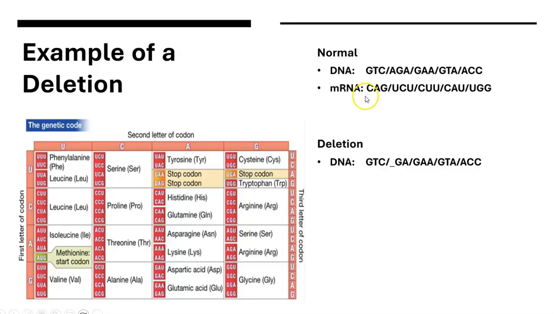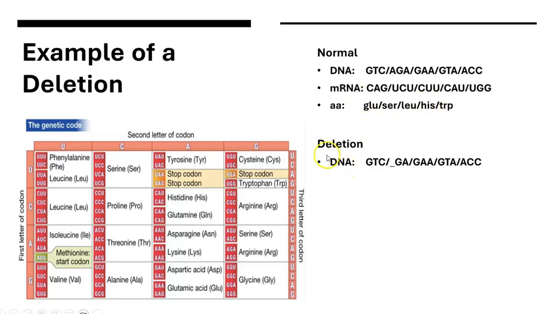So our messenger RNA sequence would be CAG, right? G is across from C. If we have A on our messenger RNA, we have thymine across from it on our DNA, G and C. Since we're making RNA, we would have uracil across from our adenine. We wouldn't have any thymines at all. And we're breaking it up so every 3 bases is a codon. Then you look up CAG in the chart here, and you'll see that CAG is glutamine, UCU is serine, CUU is leucine, CAU is histidine, and UGG is tryptophan. So this is our normal sequence.